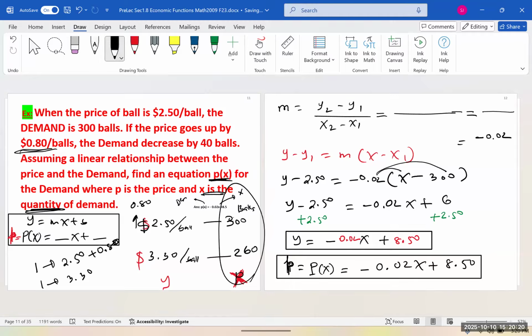X is here, X. So 300 minus 260, which is 40. And we have 300 is for 250. 250 minus 330 is 0.80 with a negative. Yeah.